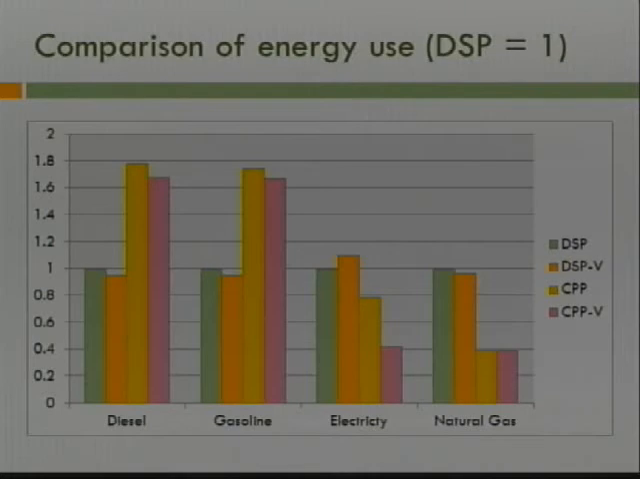But then if you look at the flip side of this, which is building usage, electricity, how much electricity does each scenario use? You see an opposite trend, which is that the community prepared plans use substantially less energy for electricity than do the developer-sponsored plan scenarios. And even more pronounced is the reduction in natural gas usage.